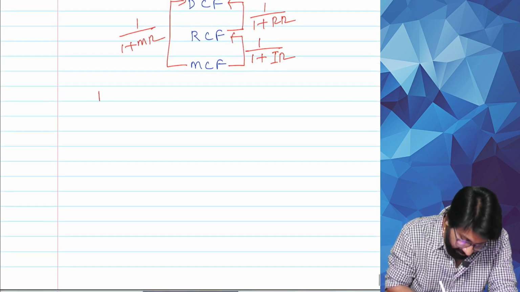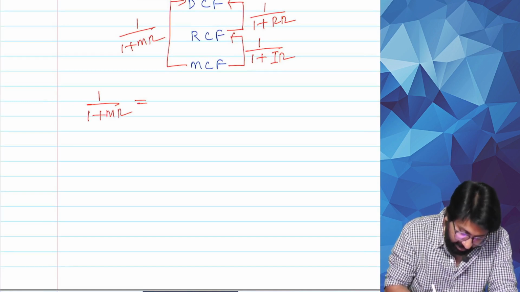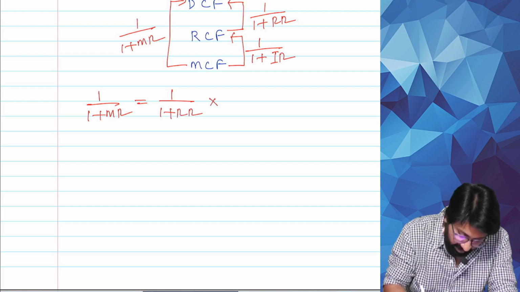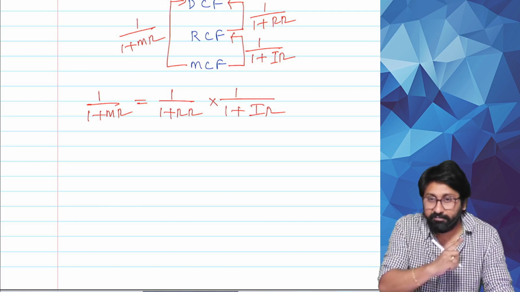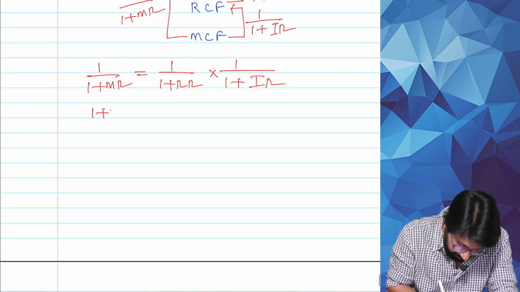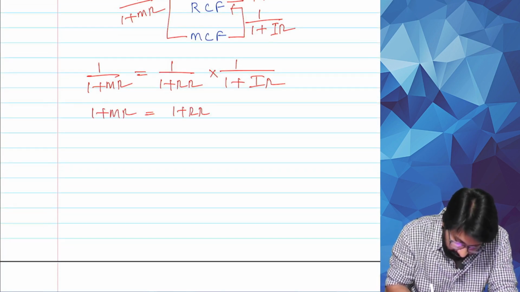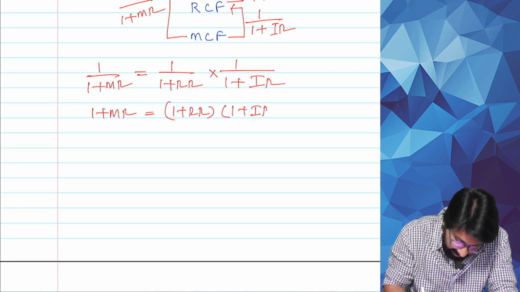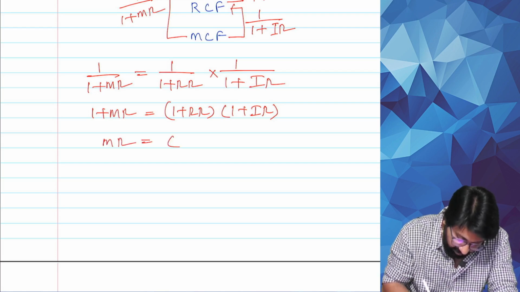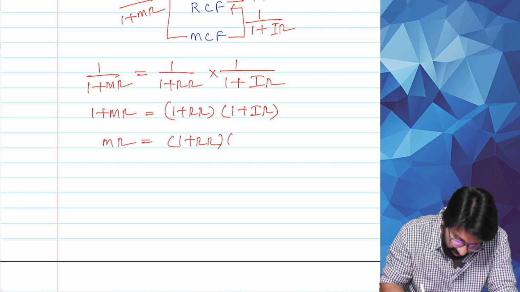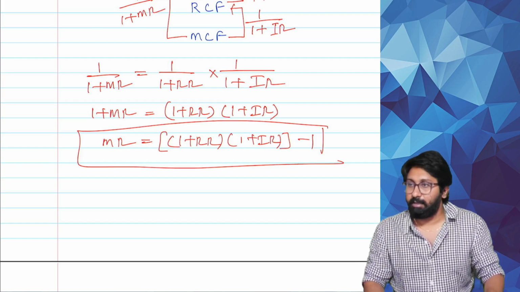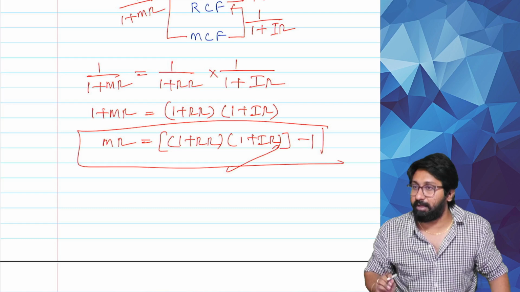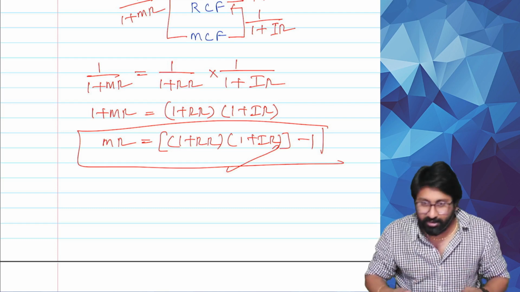Now tell me, 1 by 1 plus MR can be written as 1 by 1 plus RR into 1 by 1 plus IR. Correct? Numerators are equal. Can we equate the denominators? 1 plus MR equal to 1 plus RR into 1 plus IR. Money rate equals 1 plus RR into 1 plus IR minus 1. This is how the formula is derived. In your study material, you will find this formula, but how it came, why it came, what this concept is, they don't explain.